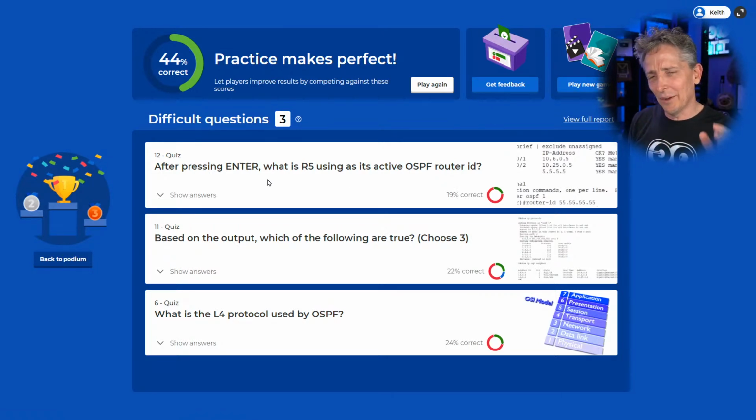These were the 3 most difficult questions. This top one was the tough one because you have to clear the OSPF process. And then based on the output, which of the following are true, that was regarding OSPF neighborships and how many DRs there are and so forth, which is also a very thoughtful question. And then the layer 4 protocol. Don't worry about that one.